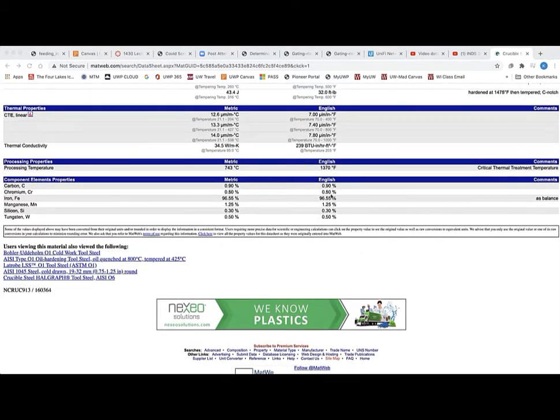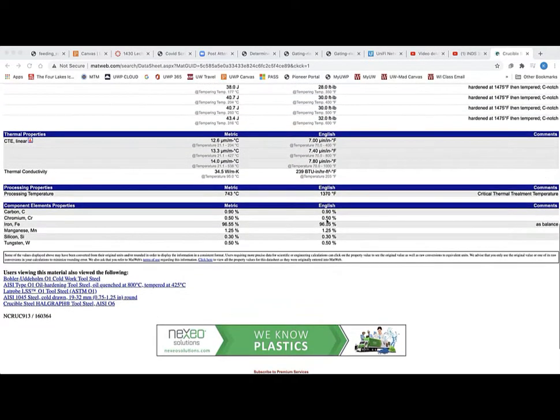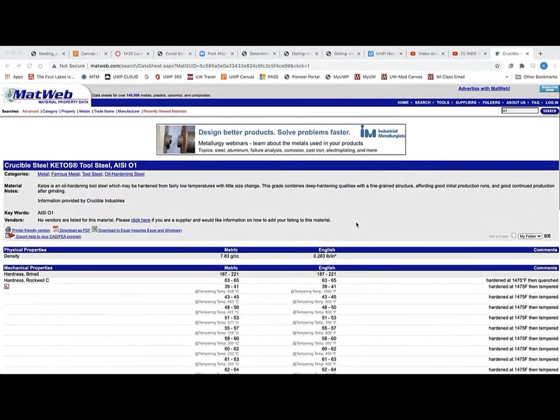0.9% carbon, 0.5% chromium, most of it's iron, and then a little bit of manganese, small amounts of tungsten and silicon, okay? So essentially the active ingredients are the carbon, the chromium, a little bit the manganese, and the tungsten, okay? The silicon's in there for a different reason. So that's interesting. Is this a low, medium, or high carbon steel? Well, it's 0.9%, so it's a high carbon steel, okay?